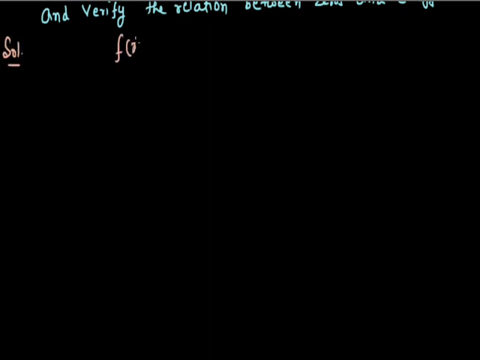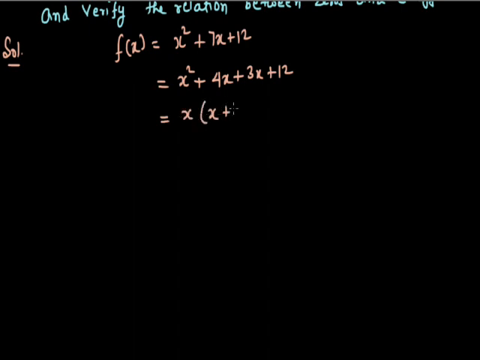The polynomial is given, f(x) = x² + 7x + 12. So this can be equal to x² + 4x + 3x + 12 by splitting the middle term. Now taking common from first two terms, it becomes x(x + 4) + 3(x + 4). So this will be equal to (x + 3)(x + 4). So f(x) = (x + 3)(x + 4).